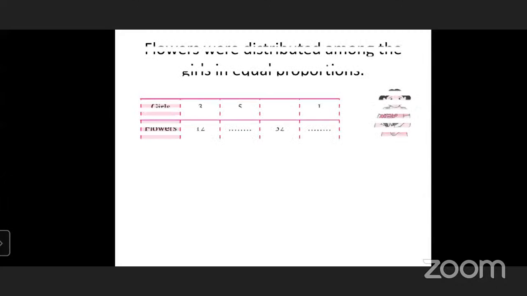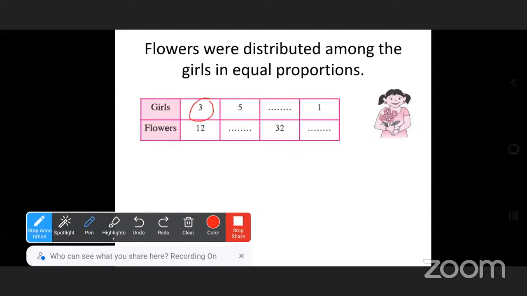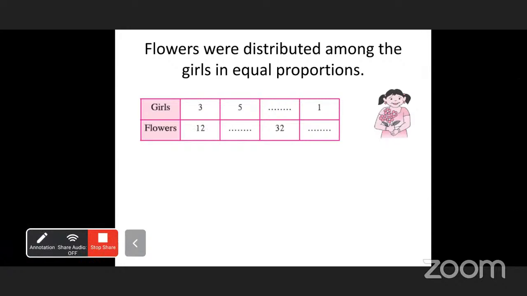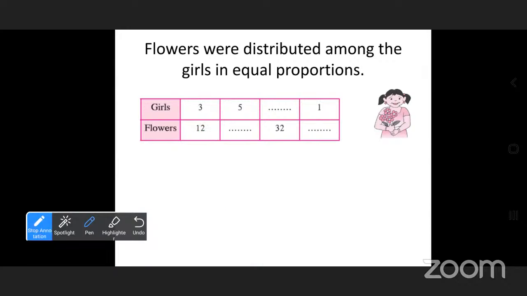Here, see, the flowers were distributed among the girls in equal proportions. Equal proportion means every girl is going to receive the same number of flowers. So this is the question. If there are 3 girls and the 3 girls have received a total of 12 flowers, let us find out how much one girl will receive.